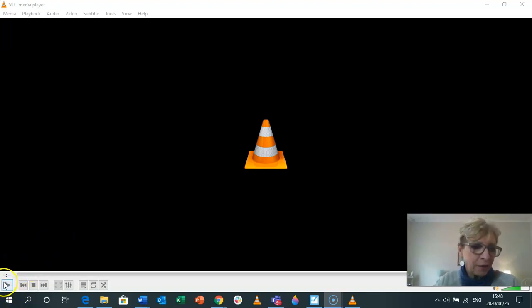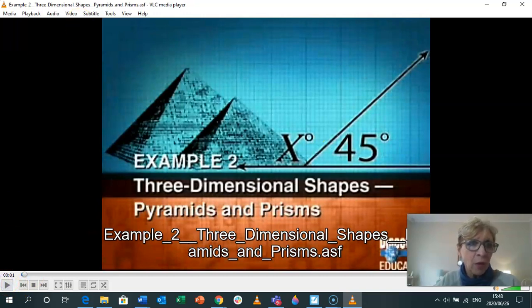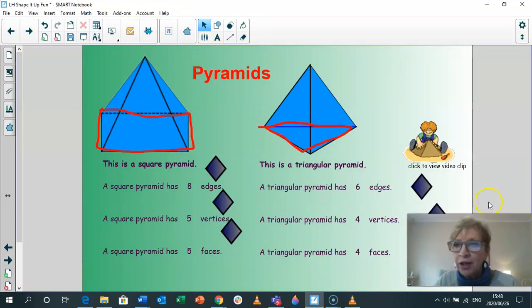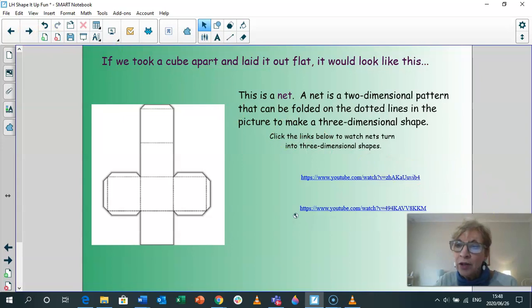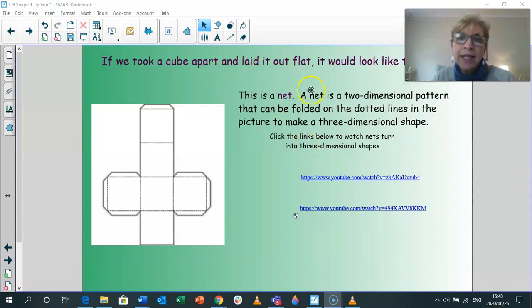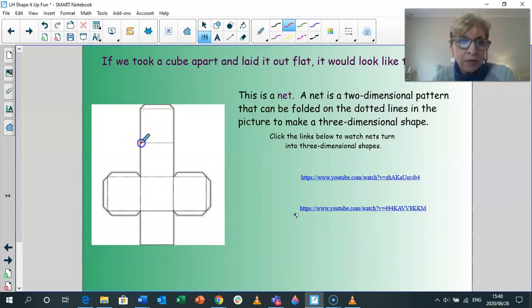Right, grade 3. So, that was really interesting, wasn't it? I love watching videos. Okay, so let's move on from our prisms and our pyramids. And let's have a look at what we call a net, grade 3. So if you took a cube apart and laid it flat, it would look like this. It would be like a dress pattern or design of a house, actually, or a building. And you'd have to fold this net on each little dotted line, and then you would glue these little flaps together, and it would create a cube, which is a three-dimensional shape.